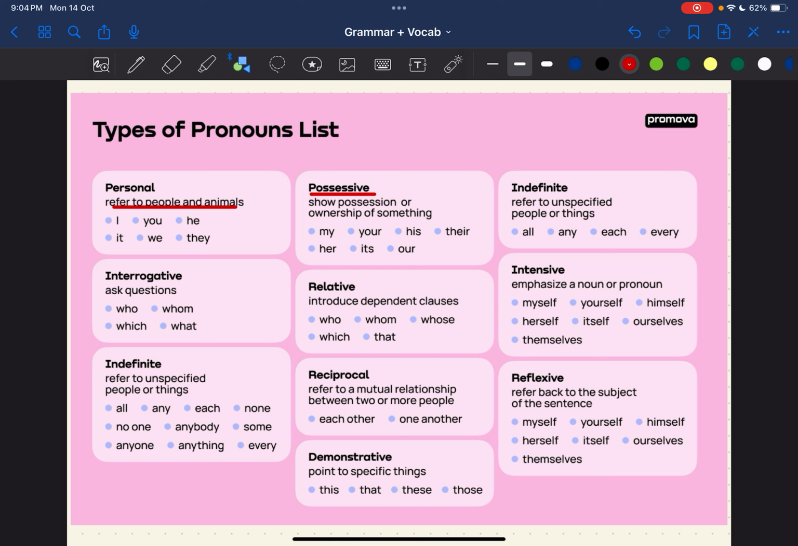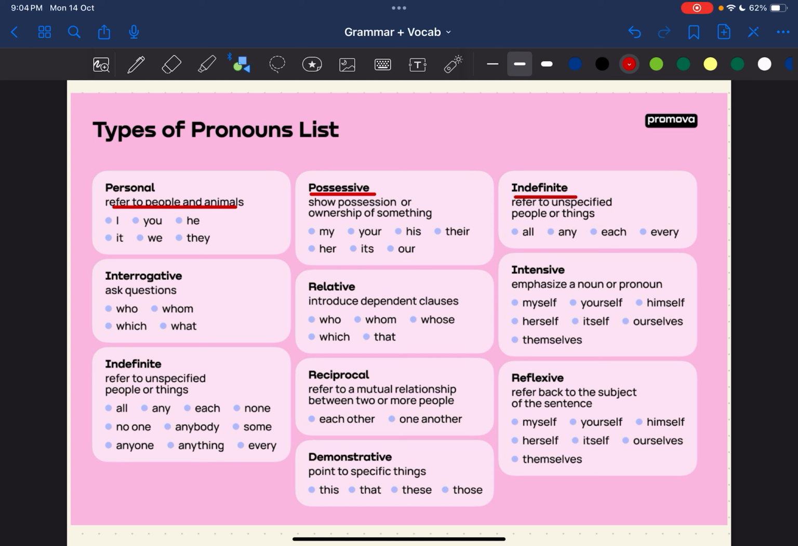Indefinite. Indefinite refers to unspecified things. Each and everything is like that. Every boy is like that. Every person is like that. Indefinite. We don't know. कोई proper definite number नहीं है. कुछ specification नहीं है.